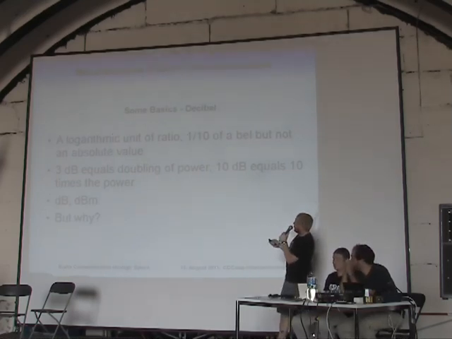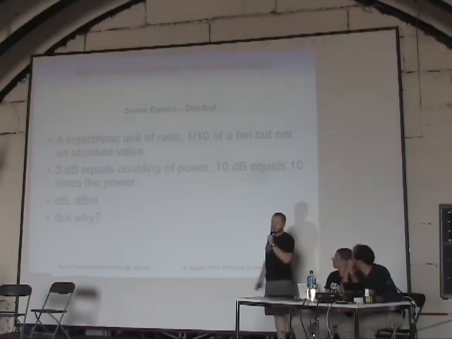So you just have to remember 3 decibel means doubling of power, -3 means half the power, 10 decibels means 10 times the power, -10 means just a tenth of the power, 20 would be 100 times the power, that's it.